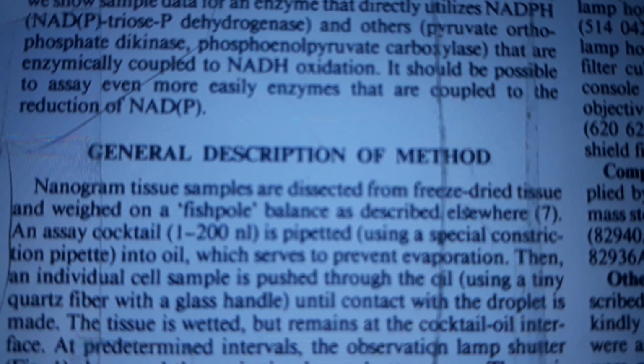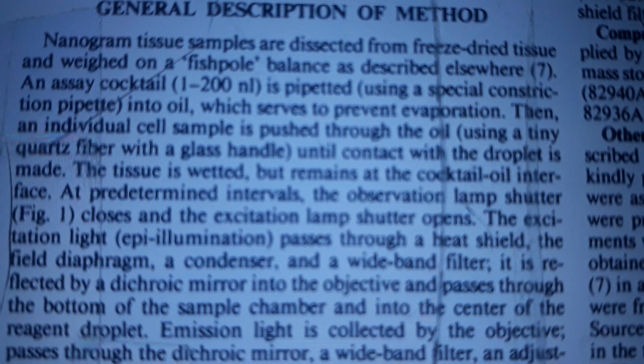The general description of methods. The nanogram tissue samples are dissected from freeze-dried tissue and weighed on a fishbowl balance as described elsewhere. An assay cocktail, 1 to 200 nanoliters, is pipetted using a special constriction pipette into oil, which serves to prevent evaporation. Then an individual cell sample is pushed through the oil using a tiny quartz fiber with a glass handle.